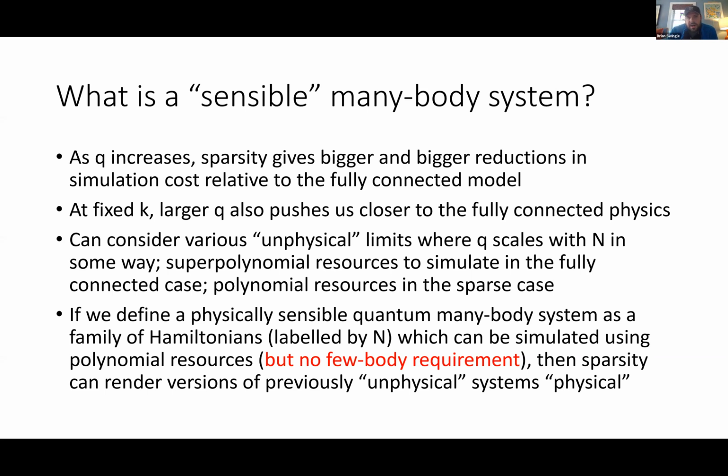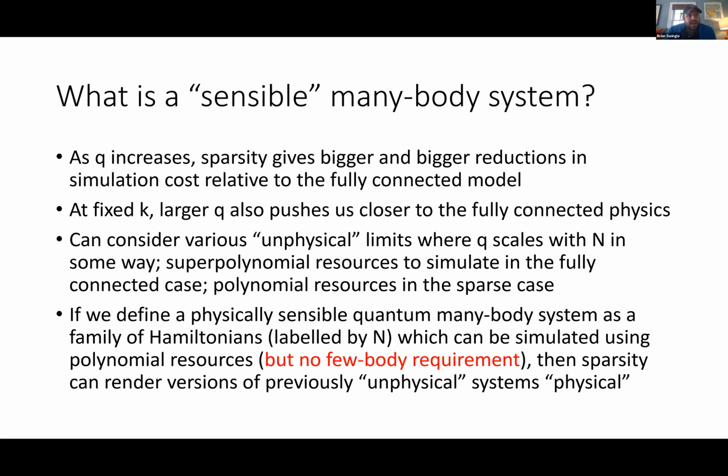But these would require super polynomial resources to simulate in a fully connected case. So in other words, you cannot do a simulated experiment on them with polynomial resources. So what I'd like to say is my new point of view is: what makes a system legal to think about? Of course, you can think about whatever you want, but what makes a system reasonable? Well, it's reasonable if we can simulate an experiment on it with reasonable resources. I think that's a reasonable thing.